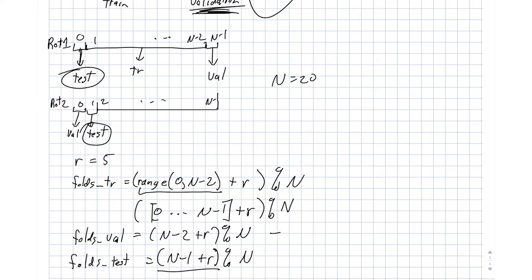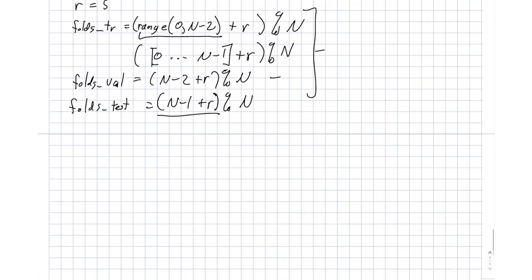The same math works for each of these other two cases, for the validation folds. For the training folds, it's just a little bit more complicated because we're maintaining an entire list of folds that we'll be using in the training process. All right, so this is very quick math for figuring out which of your n folds go into each of the sets of training, validation, and test, depending upon which rotation you're on. And of course, that rotation goes from 0 up to 19.